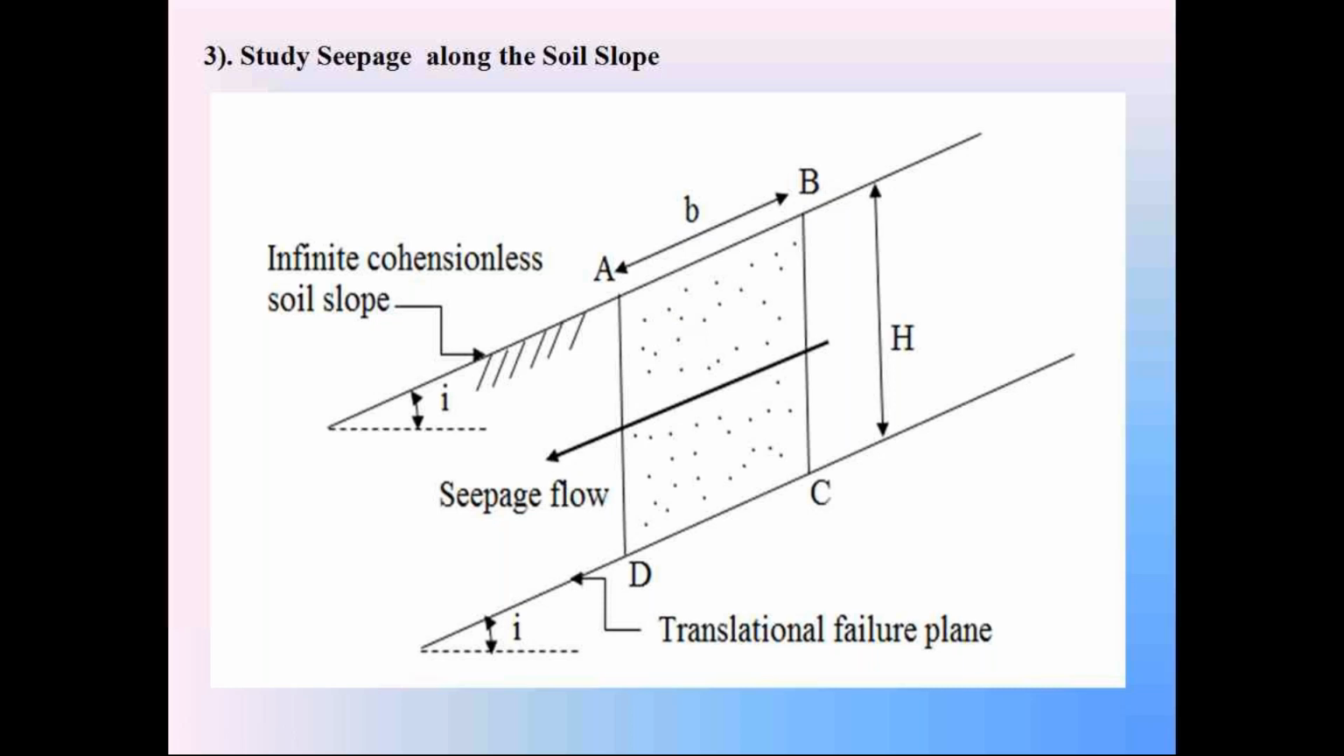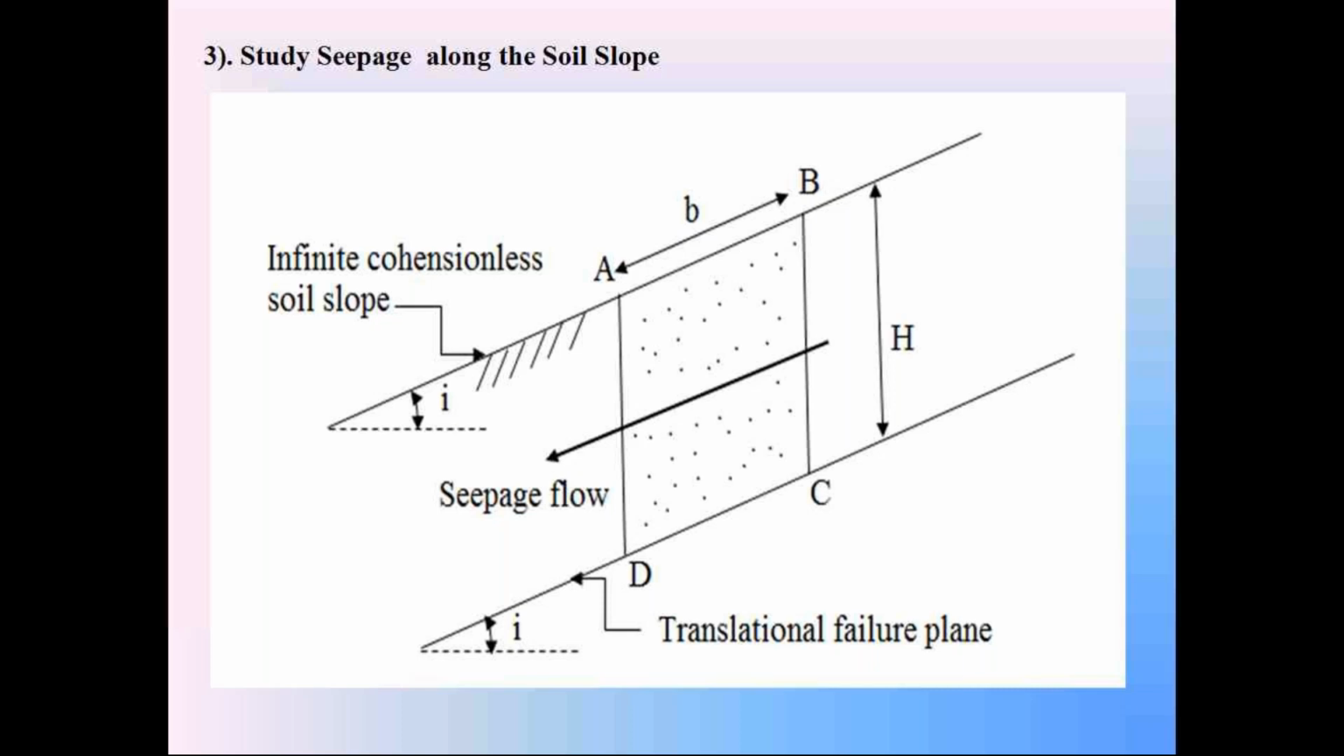Now coming to the stability analysis of this particular infinite cohesionless soil slope under this seepage flow condition. Already we discussed two conditions in infinite cohesionless soil slope. One is dry soil condition. Next one is submerged soil condition. For both conditions, I discussed with you the factor of safety equation Fs.